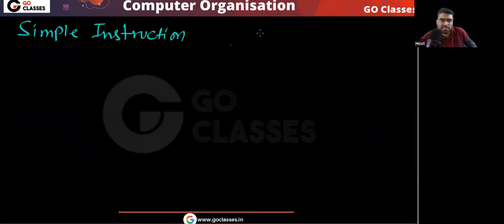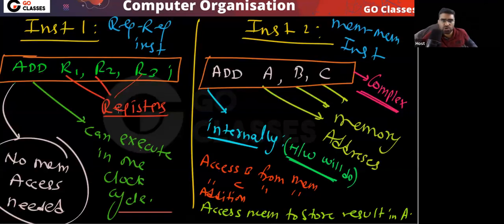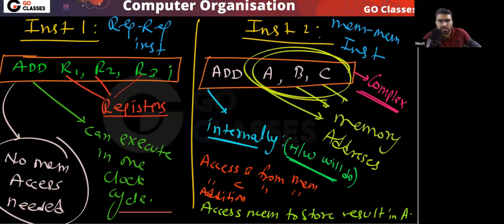So tell me now, what is a simple instruction? What is a complex instruction? Can addition be a simple instruction as well as a complex instruction? Can you make addition simple and can you make addition complex? Yes, very easily. If all the operands are available in the registers, then this will become a simple instruction. And remember, if all the operands are available in the main memory, then this will become a complex instruction.